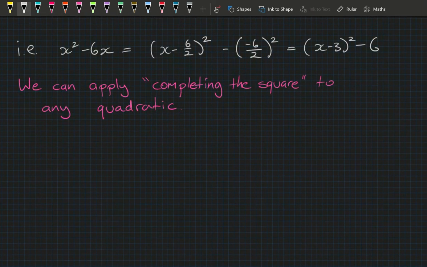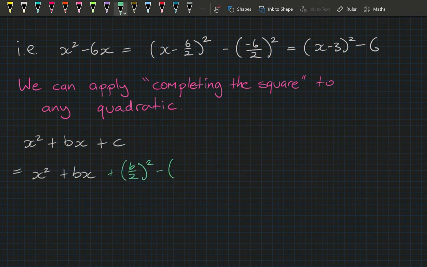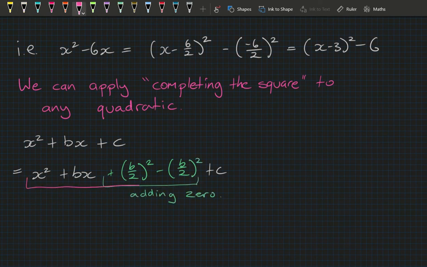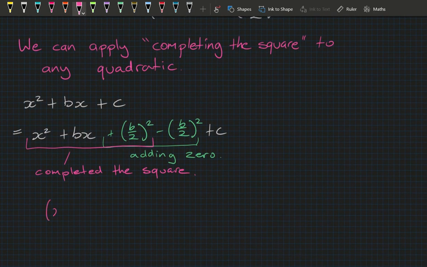So for x squared plus bx plus c, if we add (b on 2) squared and subtract (b on 2) squared, essentially we're just adding 0. But over here we've completed the square, and we now have (x plus b on 2) all squared minus (b on 2) squared plus c.